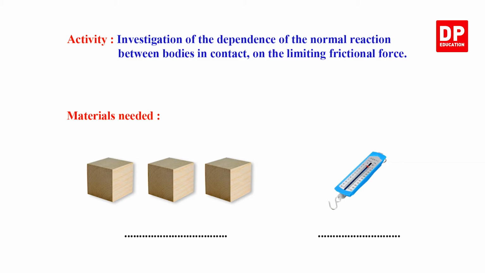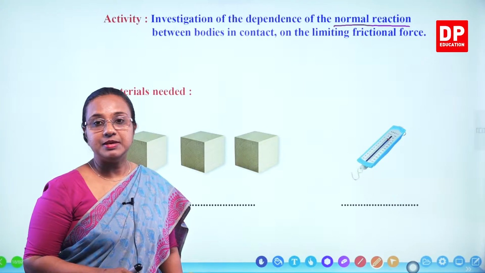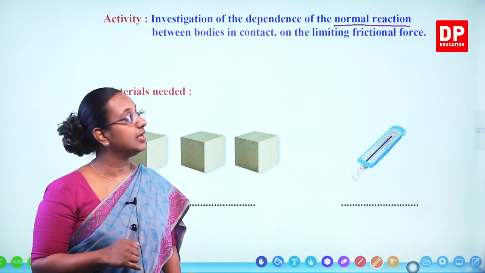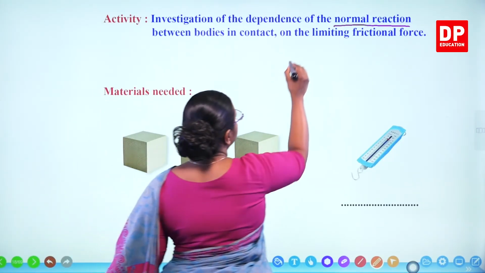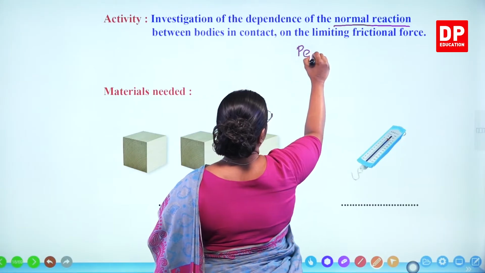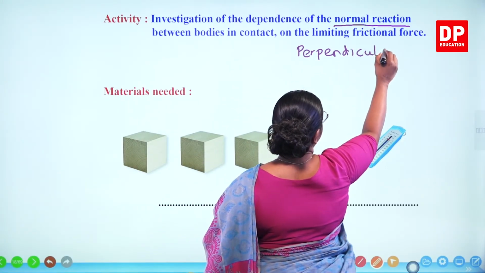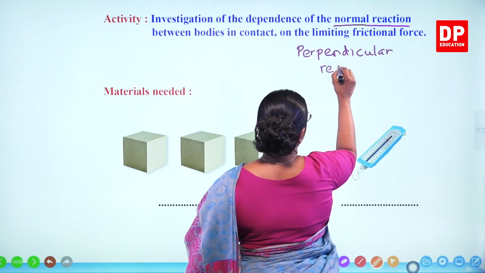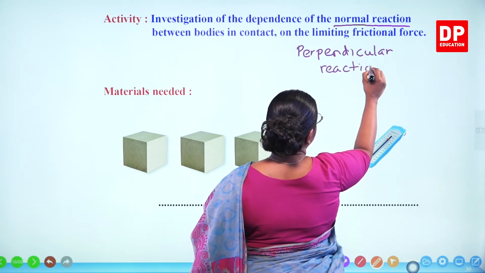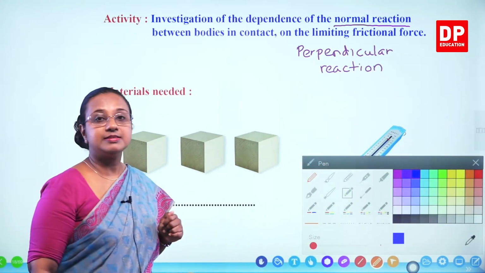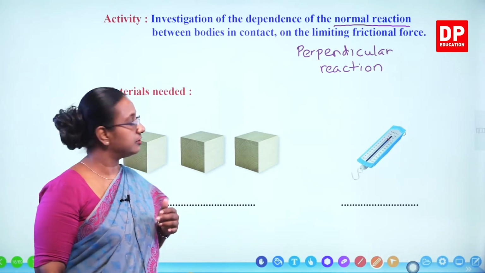Investigation of the dependence of normal reaction between bodies in contact on the limiting frictional force. Normal reaction and perpendicular reaction are both the same. So here we can use the other term, perpendicular reaction. Both are same. So we will see whether this affects the limiting frictional force.